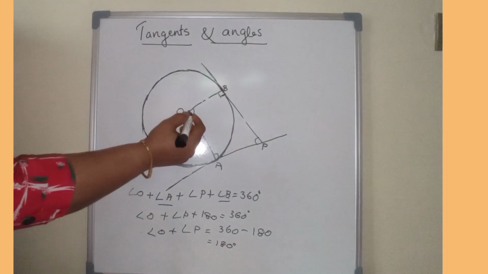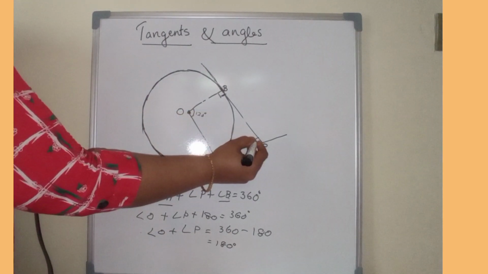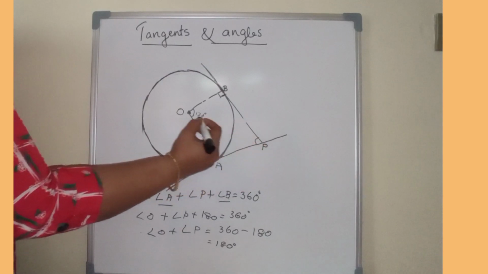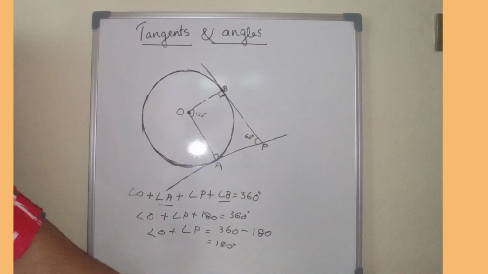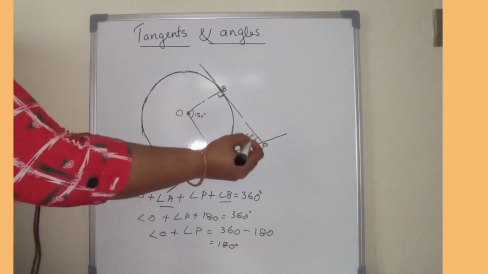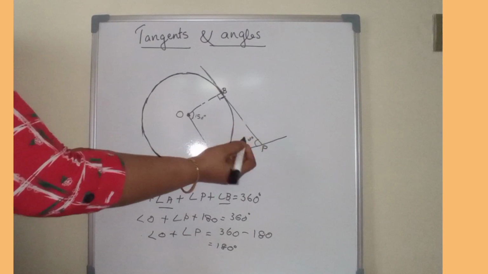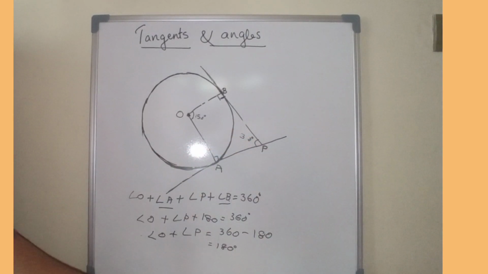That is, if this angle is 120 degrees, what about this angle? That angle is equal to 180 minus 120, that is equal to 60 degrees. Then if this angle is 150 degrees, what about this angle? This angle is equal to 30 degrees. Using this idea, we have some problems. The second exercise of this chapter is based on this idea. Let us do the first problem.